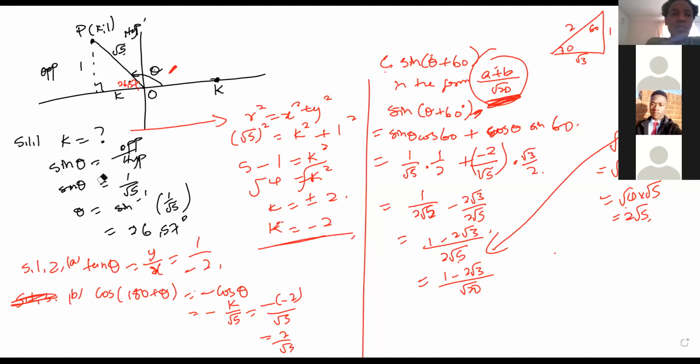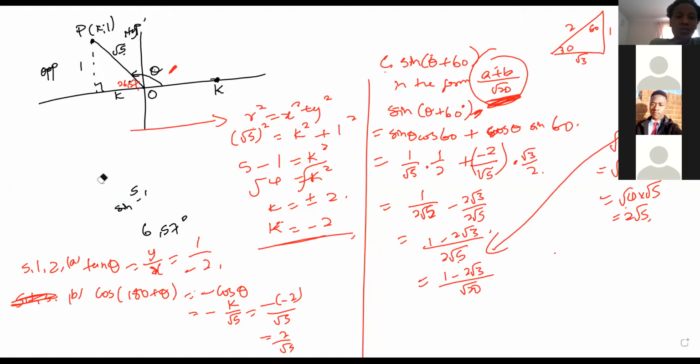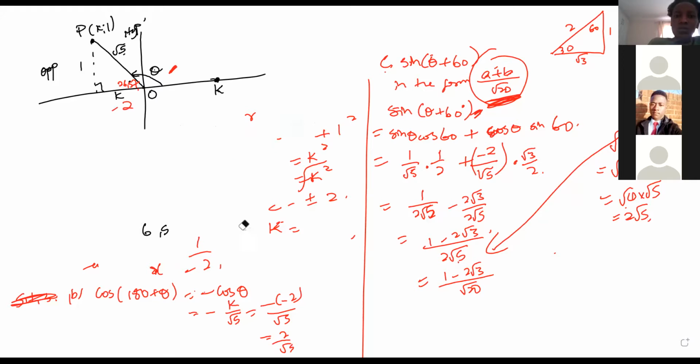Then 5.1.3. Okay, let me just clear here. I know K is minus 2, so I might need that information. So let's see.